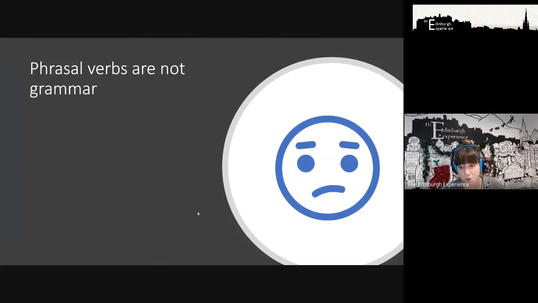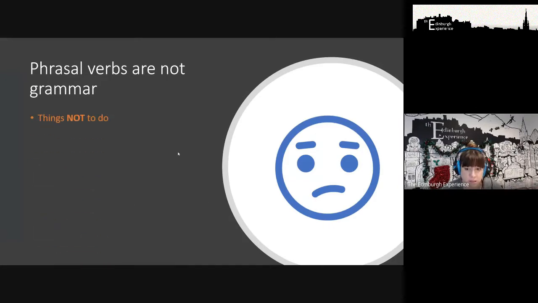So the other really important thing to consider about phrasal verbs, guys, is that phrasal verbs aren't grammar, and they're very often taught in English course books as a grammar thing. But they're really not grammar, they're vocabulary, okay? And you need to think of them as vocabulary.